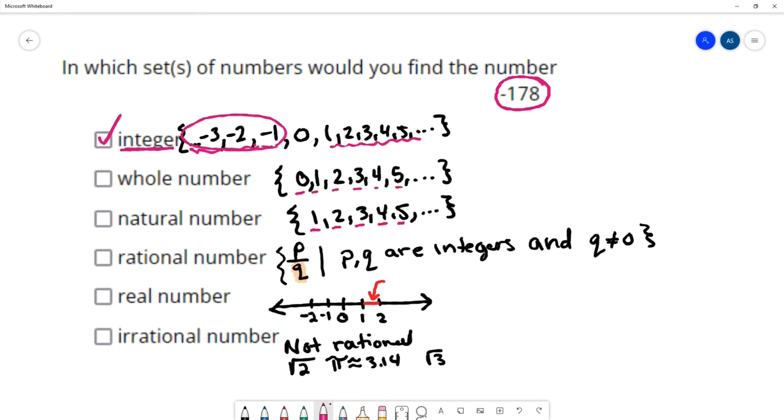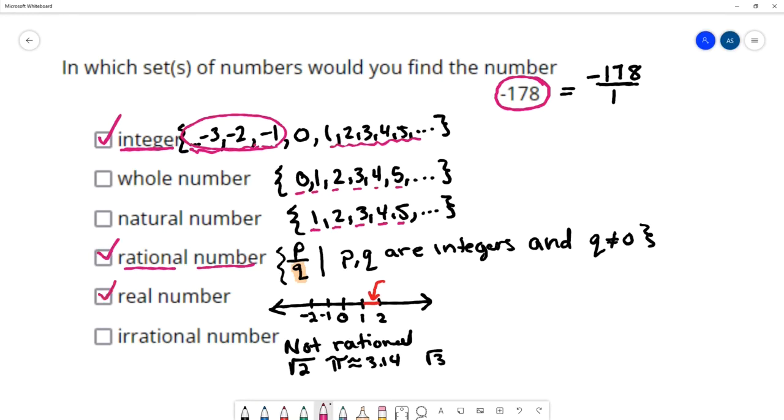Now, thinking about rational numbers, we want to think about whether the number -178 can be written as a fraction, where the numerator and denominator are integers. I could write -178 as -178 over 1. So we've written that number as a fraction where both the numerator and denominator are integers. So it is a rational number.